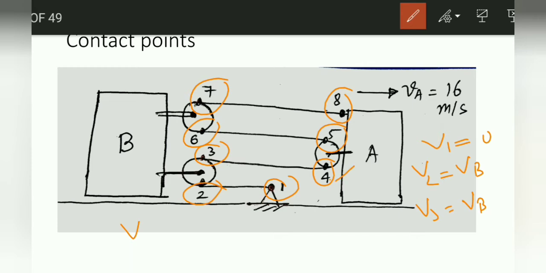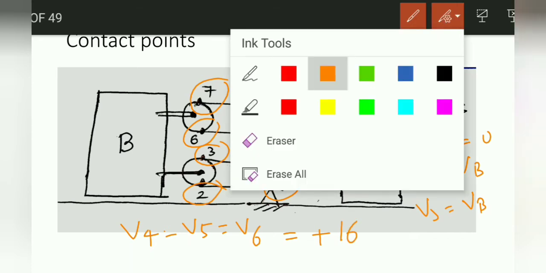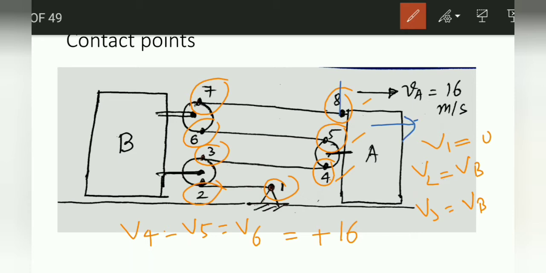See, 4, 5 and 8, all three are connected to A. So V4 is equal to V5 is equal to V8. That will be plus 16, because as the block A moves this side, the length of the string tends to increase. Now we don't know VB, so we'll find that out, but we can assume that it is plus. There is no harm if the assumption goes wrong. And here 2, 3, 6 and 7 are all connected to B. So V2 is equal to VB, V3 is equal to VB, equal to V6 is equal to V7.